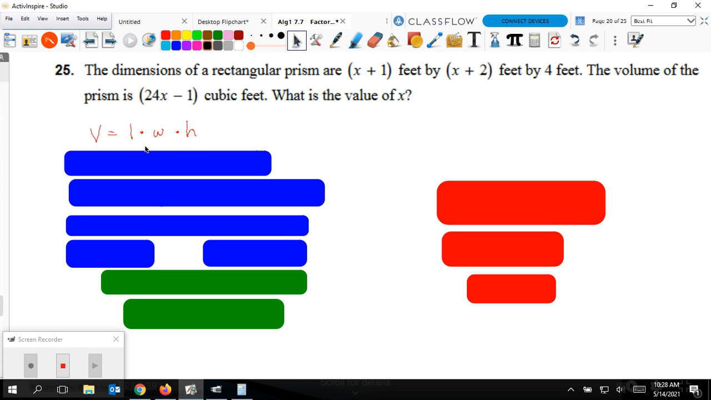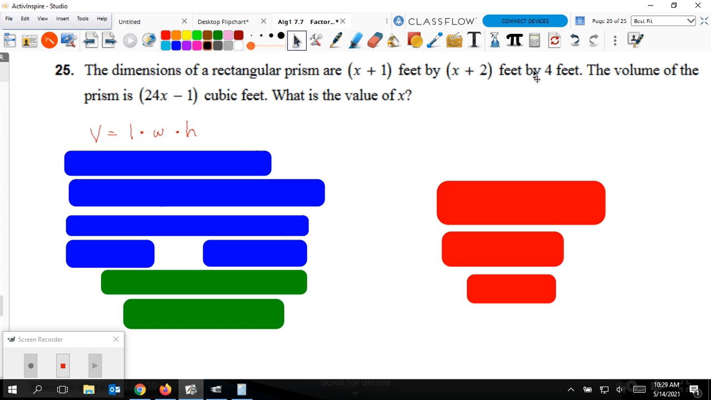Like it could be a prism. Or even a box, for instance. A box is also like a prism, a rectangular prism. So it's the length and the width, which would be like the side of the box, and then the height, which would then include all of the space that's inside of that box. All right, so we're just going to plug everything in. We know the volume right here is 24x minus 1.